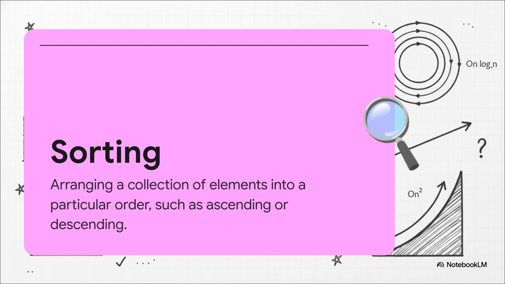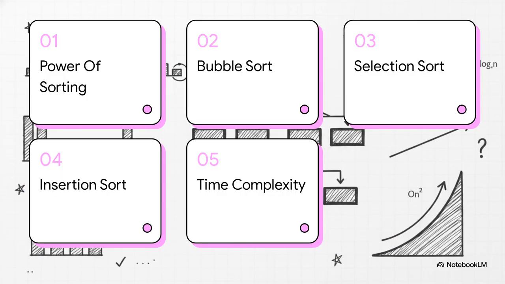At its core, sorting is just the process of ordering a collection of elements into a particular sequence, whether that's increasing, decreasing, or alphabetical. So here is our roadmap for today's chapter. We're starting with the power of sorting, then we'll meet our three algorithm contestants, bubble sort, selection sort, and insertion sort, before we face the ultimate judge, time complexity.